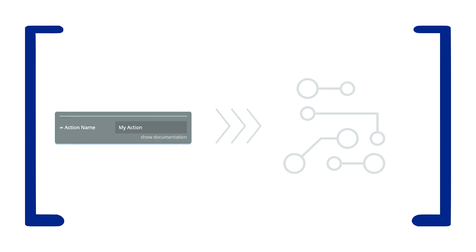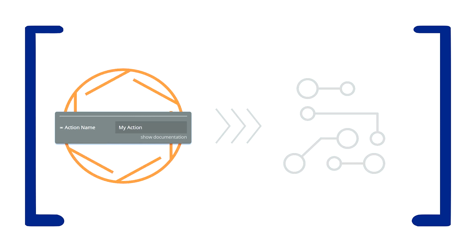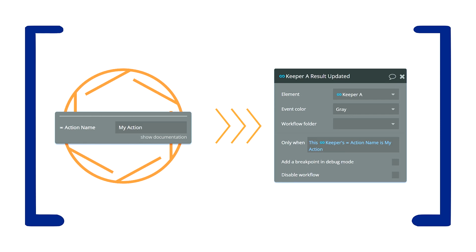The first one is action name. Think about it, when an action is fully executed, the element triggers an event. But how do you know which action was completed, so you can design a suitable workflow? That's where the action name comes in. You can assign a custom name to every action you create. Then, when a workflow is triggered, you can check the action's name, and adjust your operations accordingly.